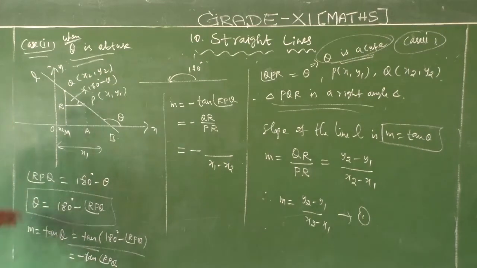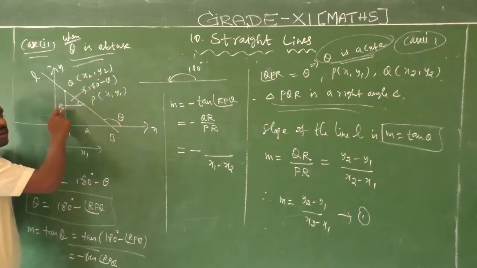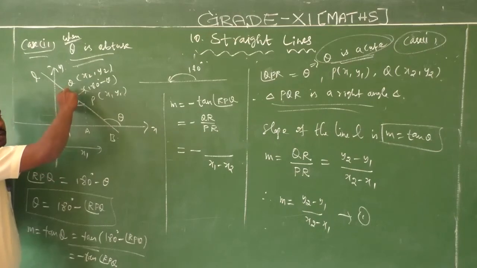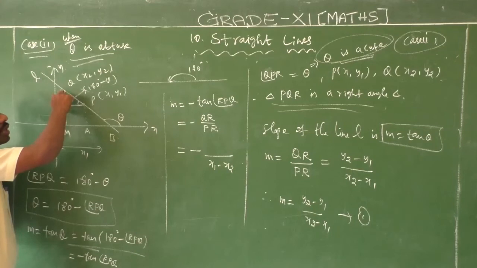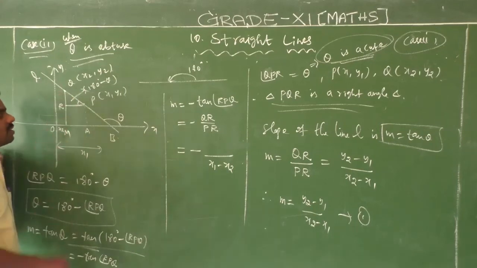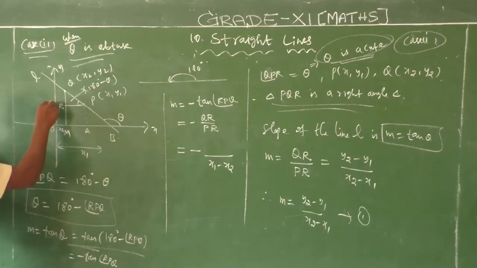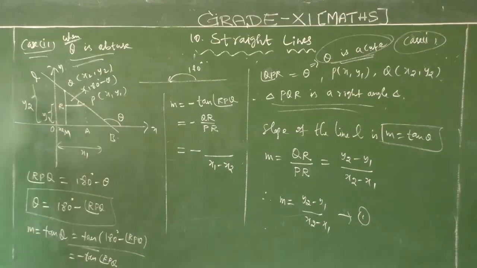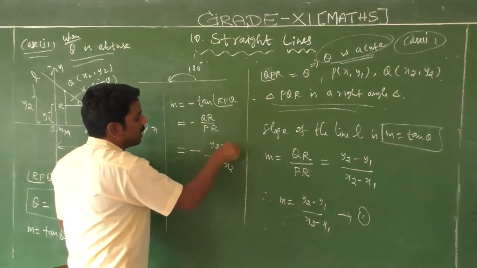The distance between Q and R. Here the point Q is (x2, y2). This is the required value. We know the value OQ is y2, and OR is y1. This value is y1 and the whole value is y2. We need RQ, so y2 minus y1. So QR is equal to y2 minus y1.